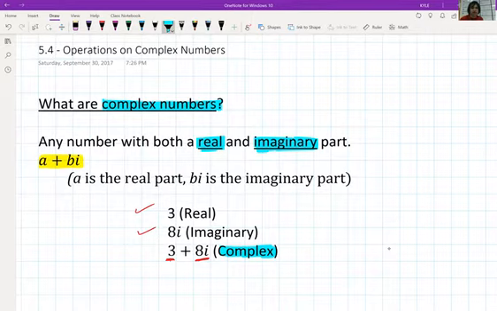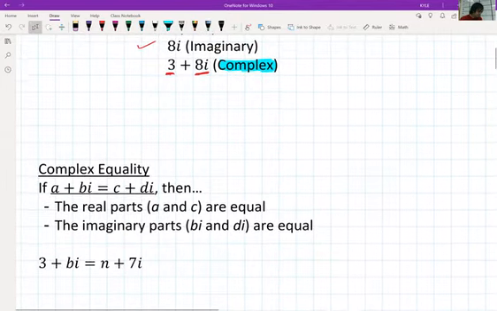Okay, so that's the first thing to know. And today what we're talking about in this video are the operations we can do. How do we add complex numbers together? How do we subtract them, multiply them, divide them? How do we tell if they're equal? What makes two complex numbers equal? Those are all the things we're going to be covering in this video, second half of 5.4.